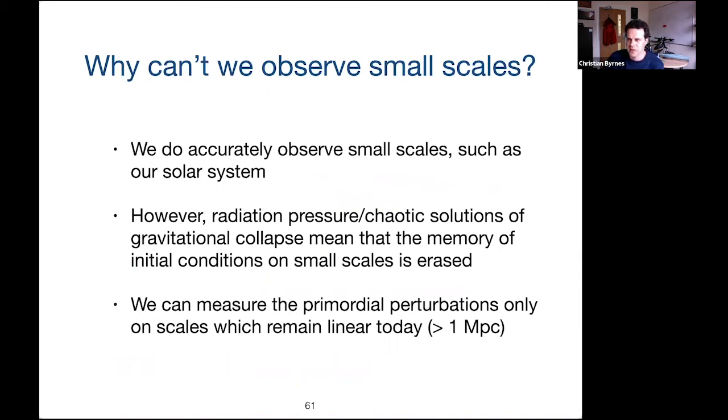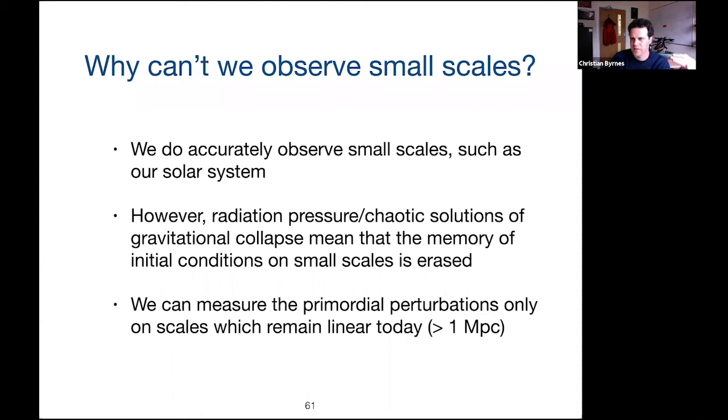So what's wrong with the smaller scales? We do actually observe, for example, the solar system with incredible accuracy. There are really high precision tests of gravity using solar system physics. The problem is the solar system doesn't have any memory of the initial conditions on the scale of the solar system. We purely see relatively late time physics from gravitational collapse, which has got nothing to do with the initial radiation perturbations present in the first second after the Big Bang. So radiation pressure and the chaotic solutions to gravitational collapse really erase small scale memory.